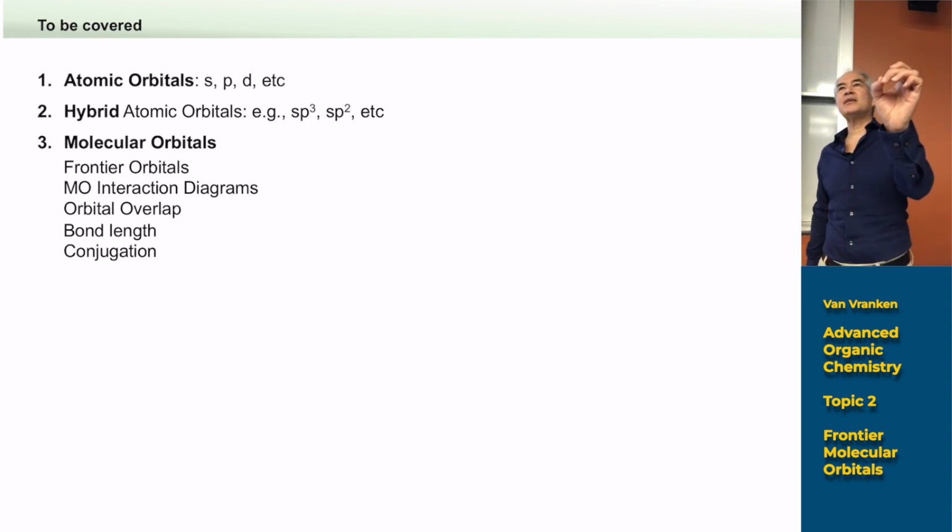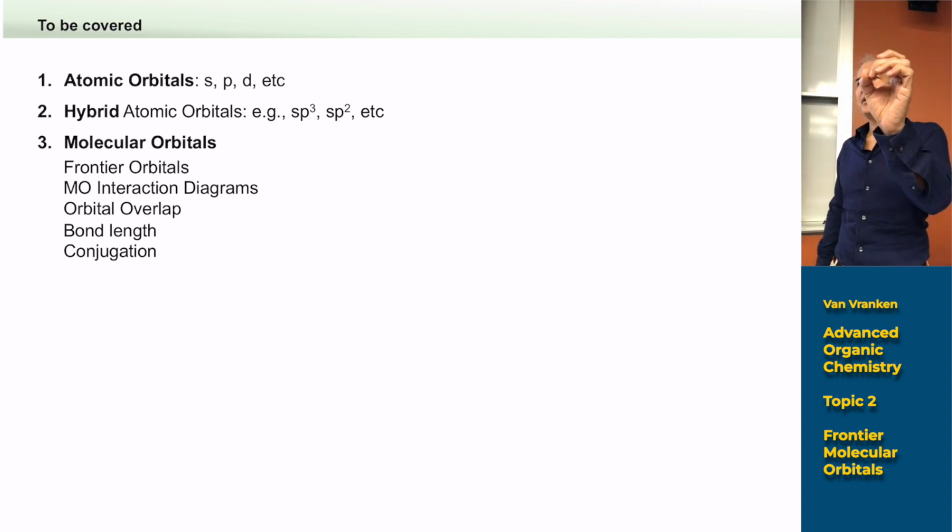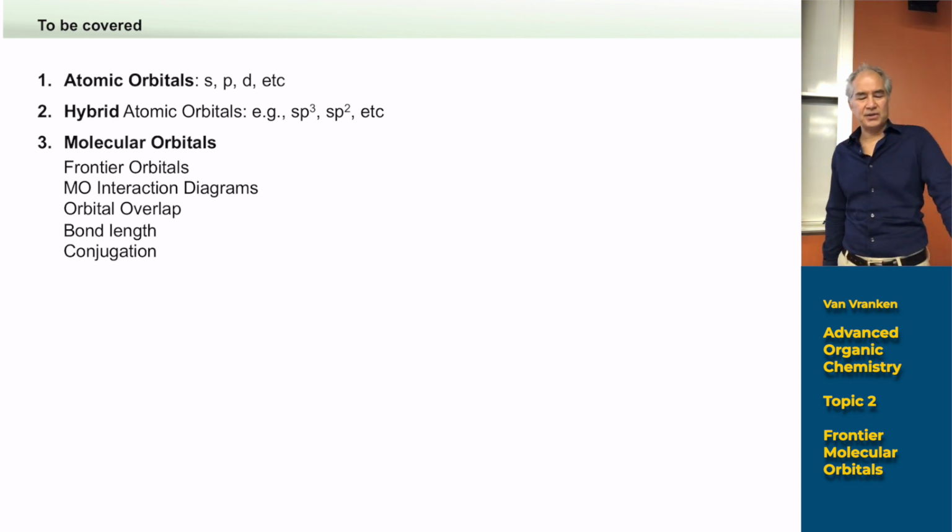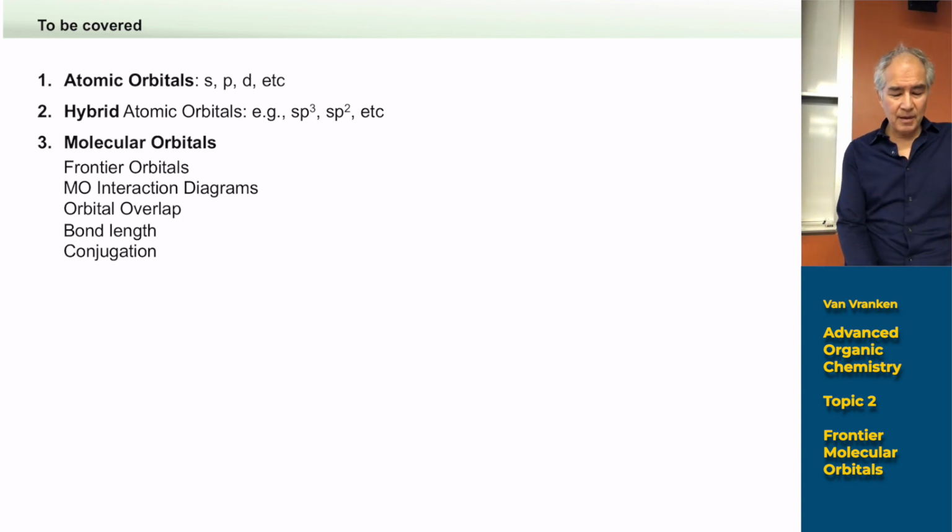sp3 centered on a single atom. sp centered on a single atom. These are atomic orbitals centered on an atom, but they are hybrids of S and P. Then we're going to talk about molecular orbitals, and this is really the meat of this class.